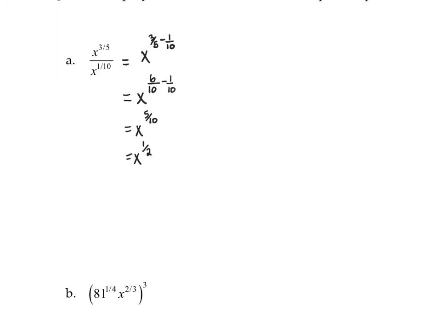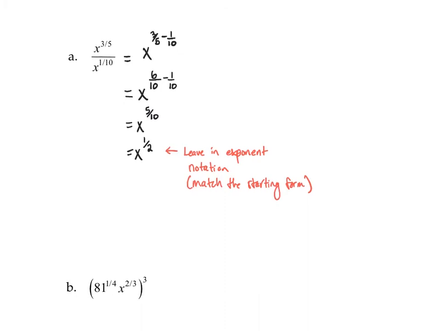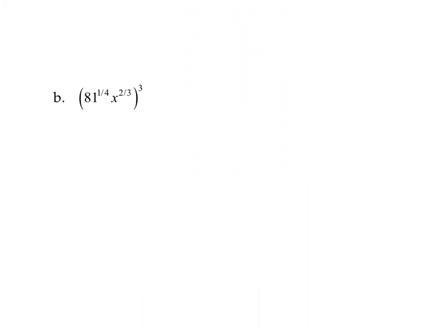Now, because the original expression was in exponent notation, I can go ahead and leave this in exponent notation. So our general rule with this and most other problems is just to match the form of the original expression. The original expression was in exponent, so we're just going to leave it in exponent notation to match that original form. Okay, let's take a look at part B.